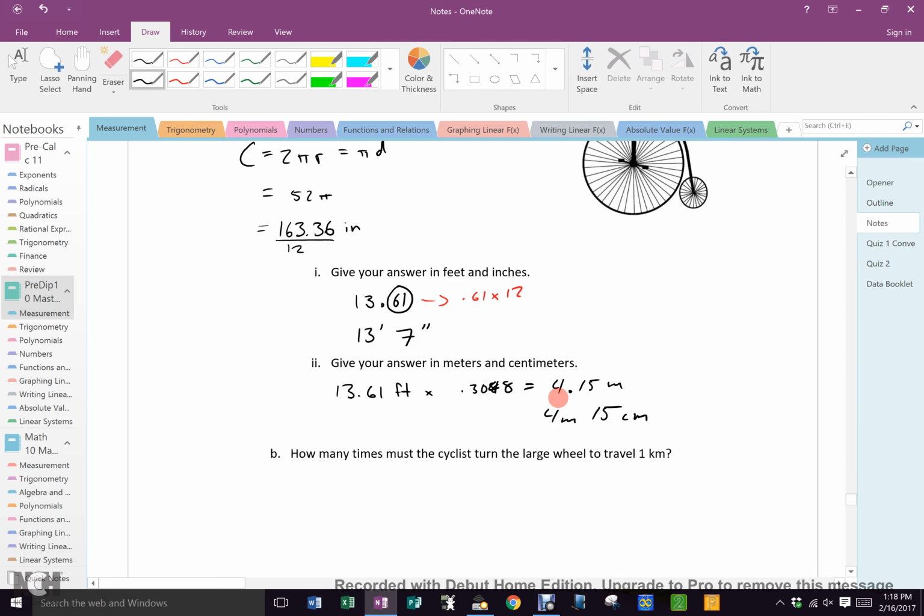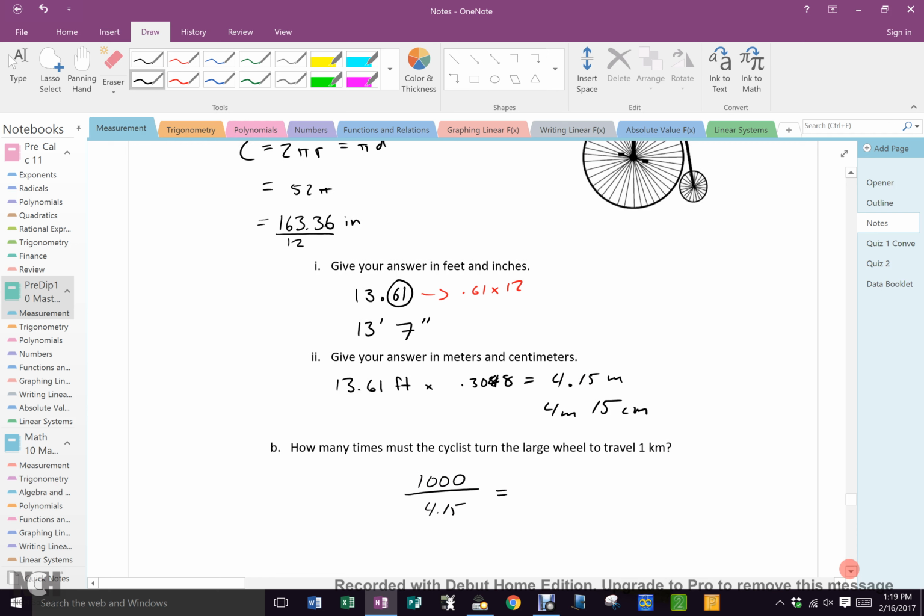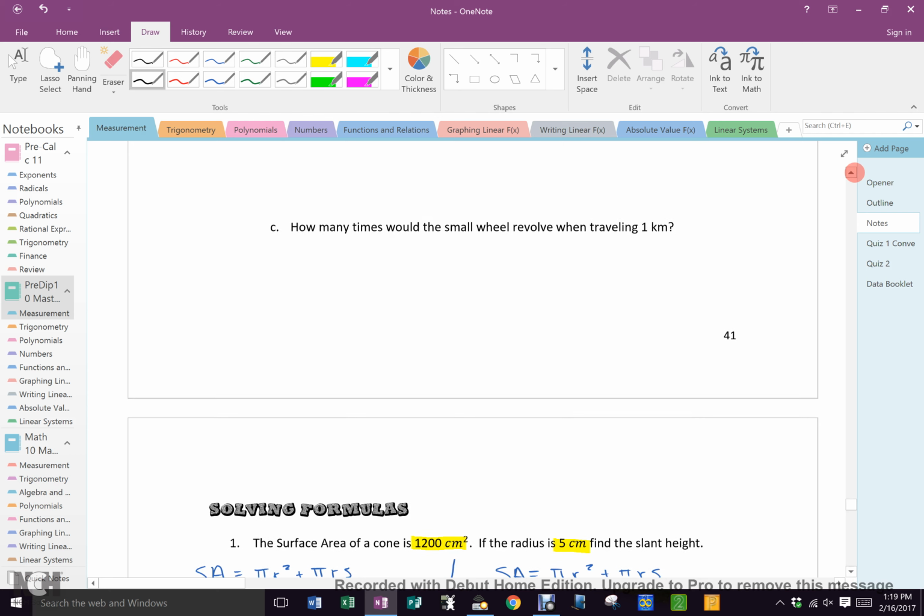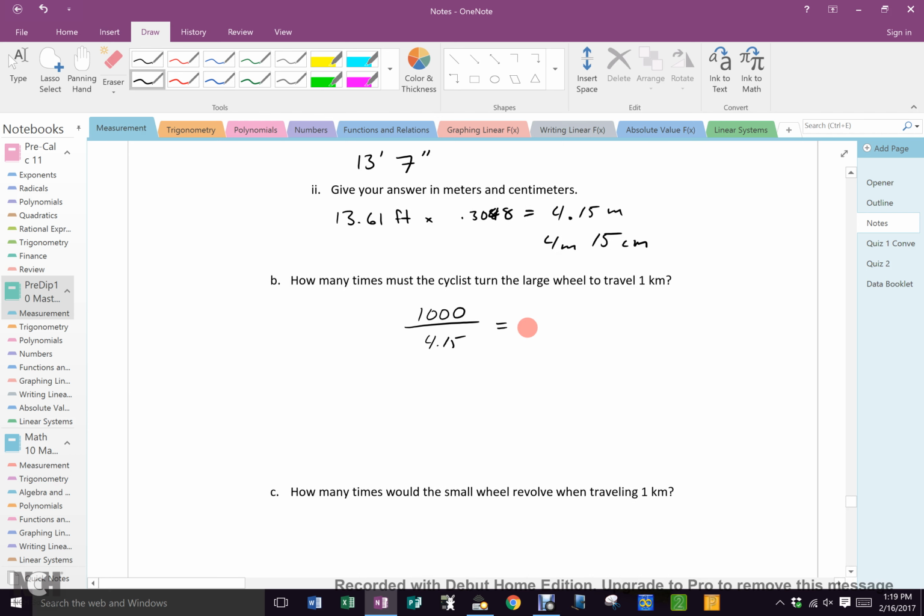So if that's one turn of the wheel, I want to go 1,000 meters, don't I? Yeah. A kilometer is 1,000 meters, right? So I take 1,000 and I divide it by what? 4.15 to find out how many times I got to pedal that thing. How many times is it? 240. So 241, right?